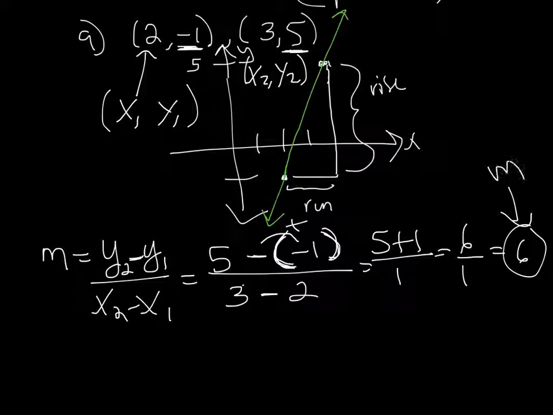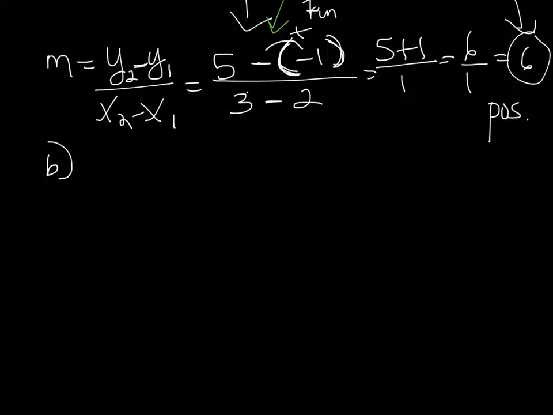So this is my slope, which obviously is positive. This means that the distance from here to here is 6, and the run is just 1. In my picture it looks like more than 1, but I'm not using graph paper, so it's inaccurate. But that's our slope. Let's do B.